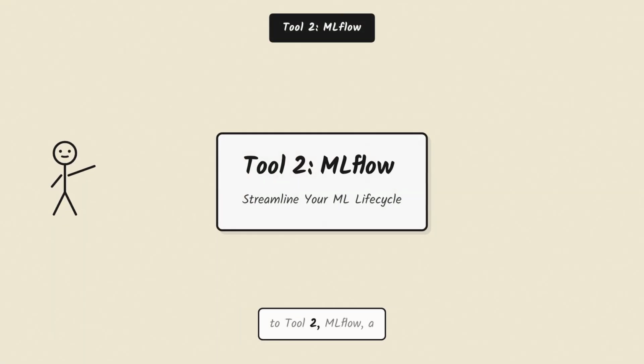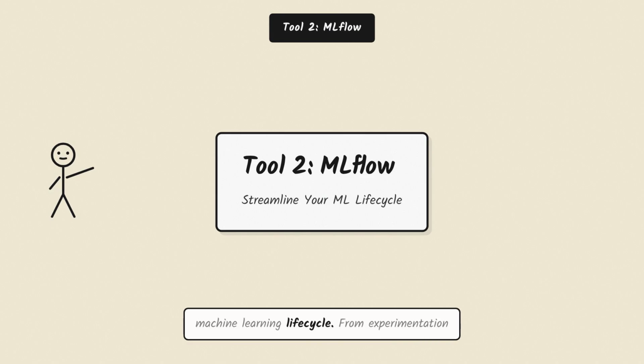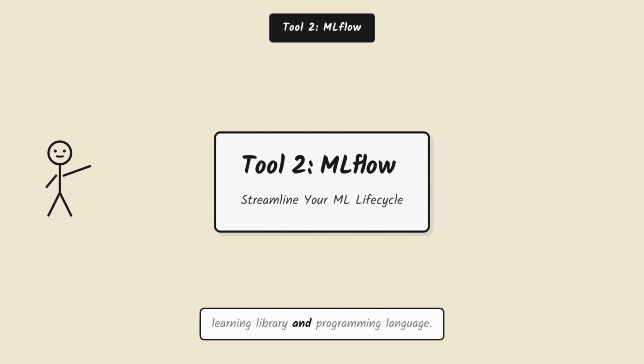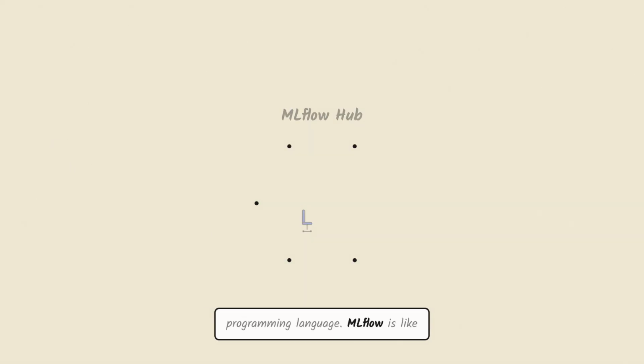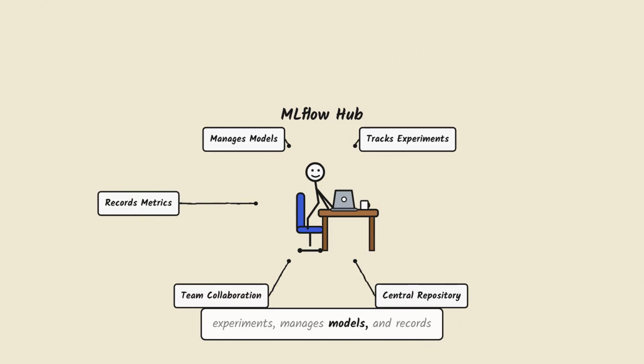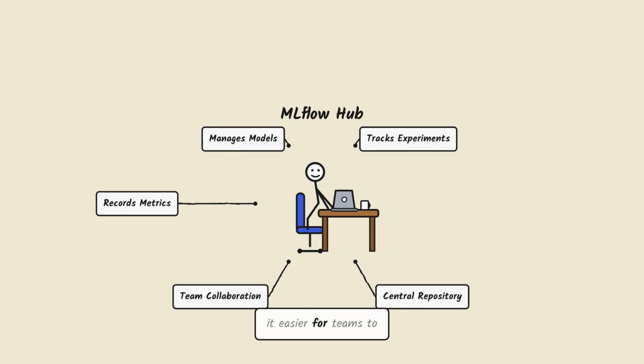Welcome to Tool 2, MLflow, a powerful platform designed to streamline the machine learning lifecycle. From experimentation to deployment, MLflow offers a versatile solution that supports any machine learning library and programming language. MLflow is like a central hub for all your machine learning needs. It tracks experiments, manages models, and records metrics all in one place, making it easier for teams to collaborate effectively.